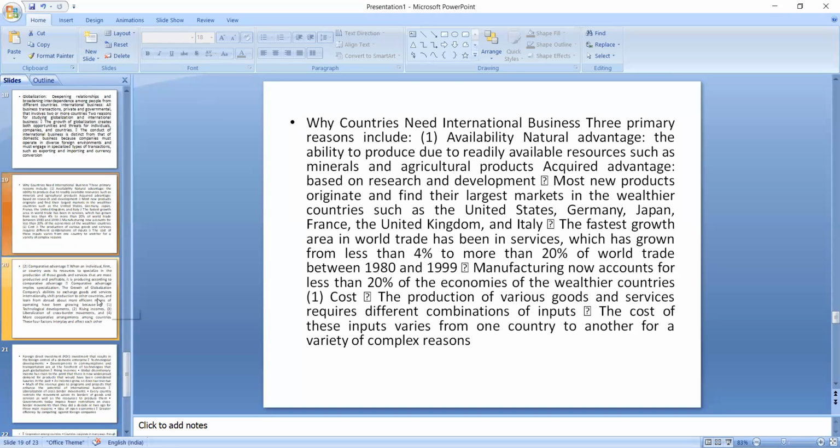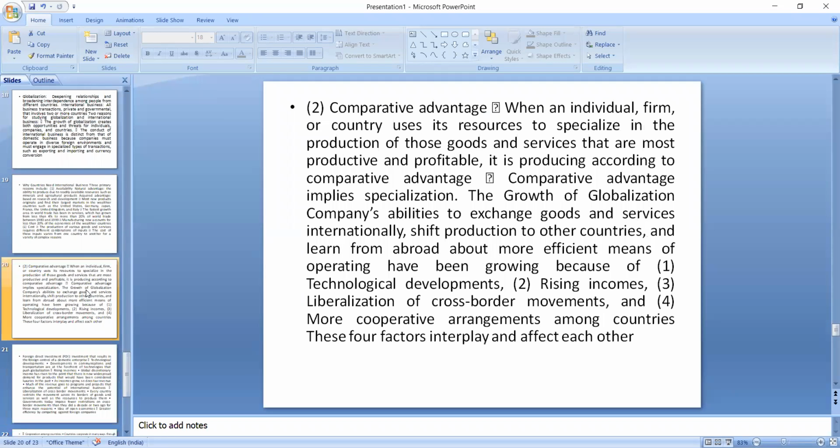Okay, so first is the availability of natural advantage, comparative advantage. When an individual, firm, or country uses its resources to specialize in the production of those goods and services that are most efficient, that is according to comparative advantage. Comparative advantage implies specialization. The growth of globalization, companies' abilities to exchange goods and services internationally, shift production to other countries, and learn from abroad about more efficient means of operating have been growing because of technological developments, rising incomes, liberalization of cross-border movements, and more cooperative arrangements among countries, right?